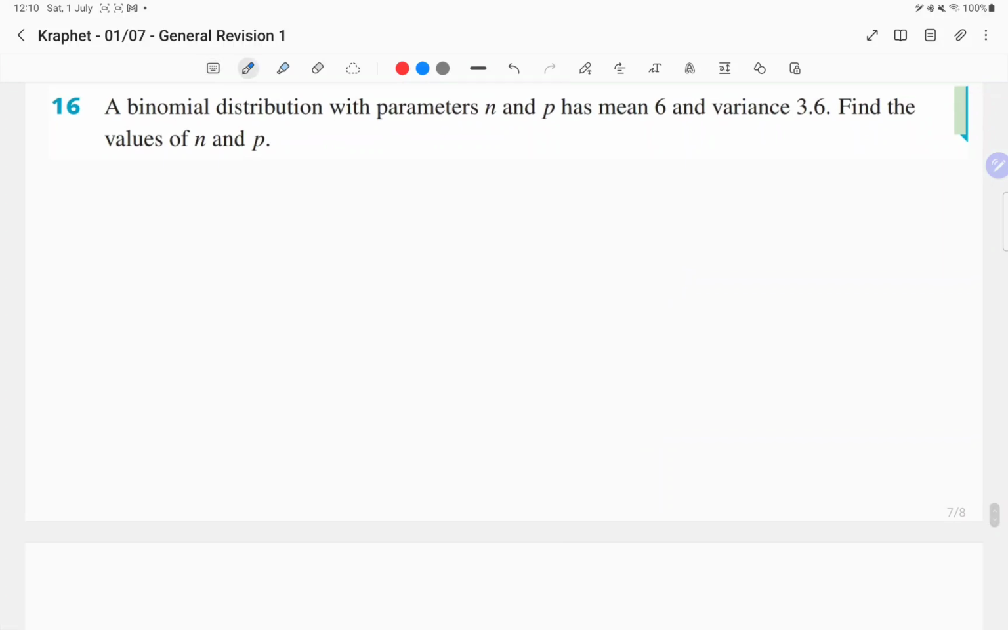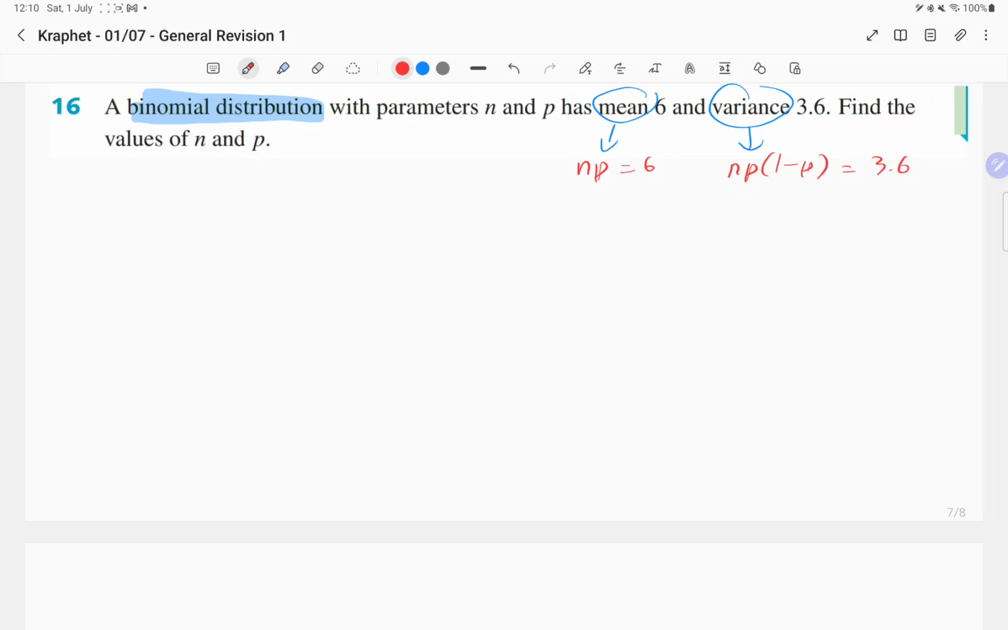Spot check. Okay, 16. A binomial distribution with parameters n and p has mean 6 and variance 3.6. When you see binomial distribution, what's the formula for mean and variance? E(X) one? No, wrong guess. E(X) is for continuous distribution. NP, and then the other one's np(1 minus p). Yeah, that's right. So we've got np equals 6 and np(1 minus p) equals 3.6. Find the values of n and p.